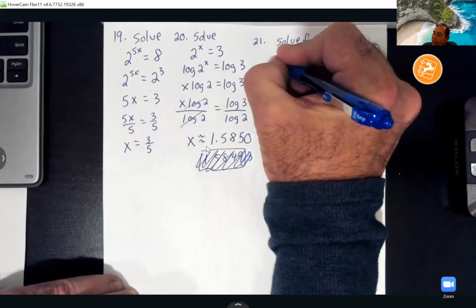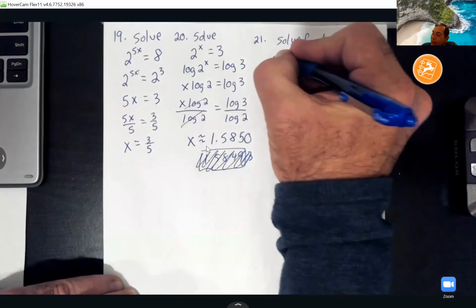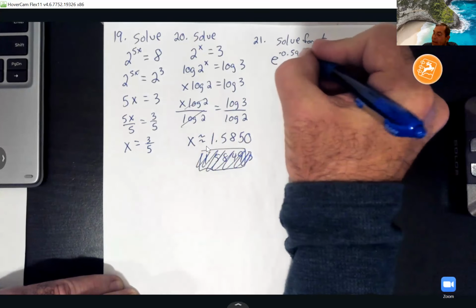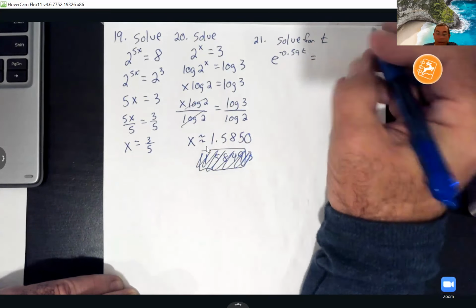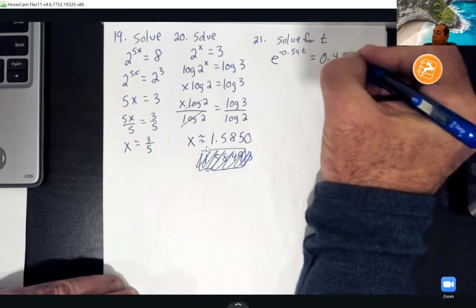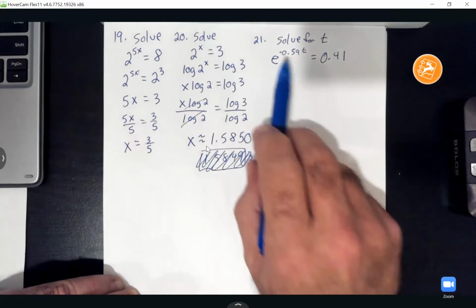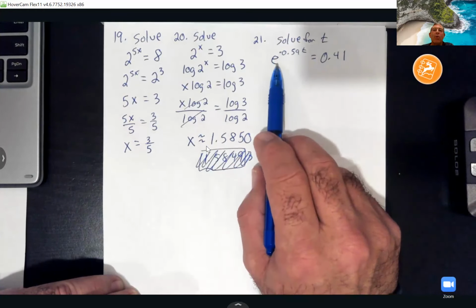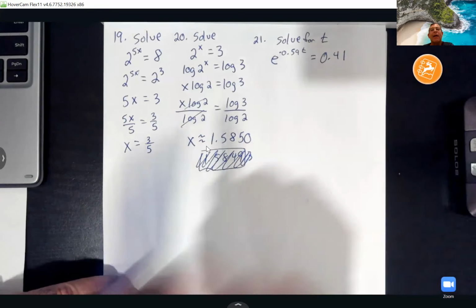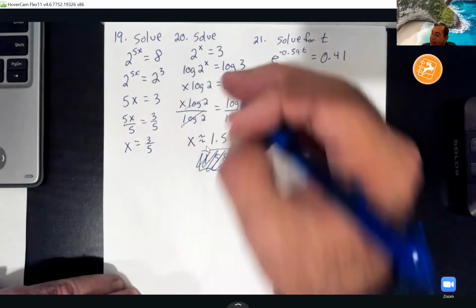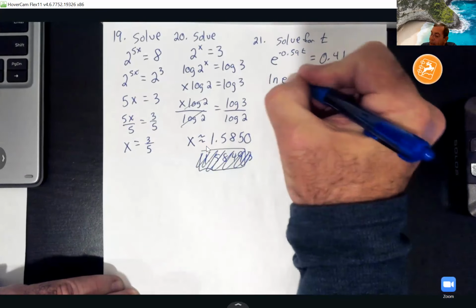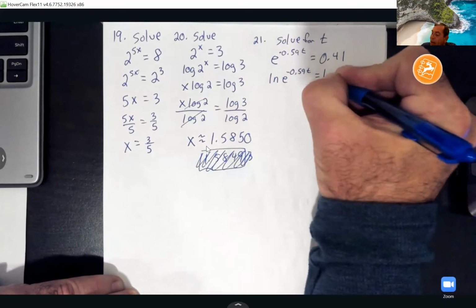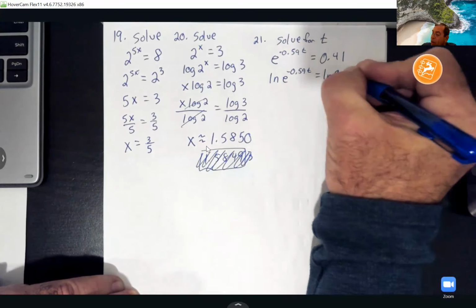All right, so this one I got e to the negative 0.59t. That's going to equal 0.41. So 21, you're not going to be able to rewrite this using the same base. So on the e, when I got an e as a base, I'm going to take a ln of both sides. So the ln of e to the negative 0.59t will equal the ln of 0.41.